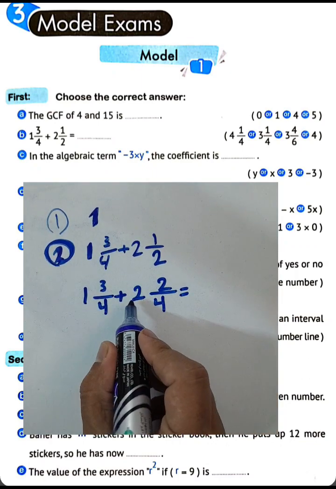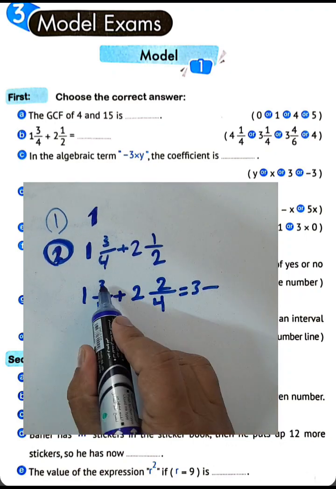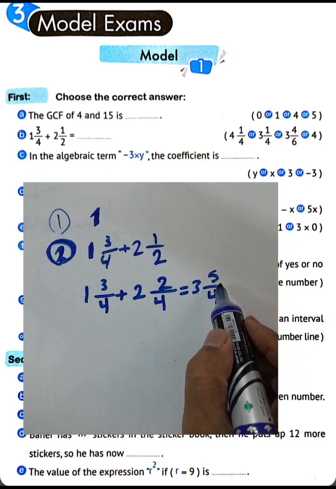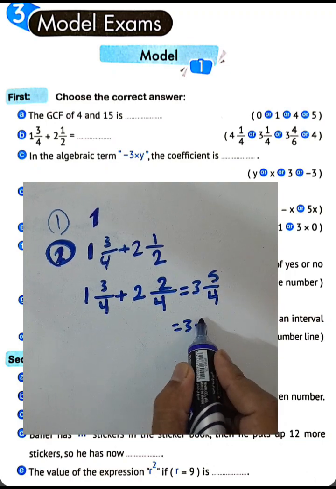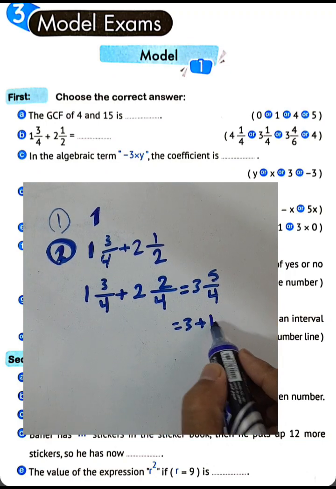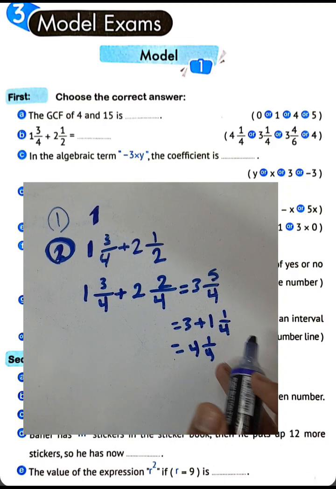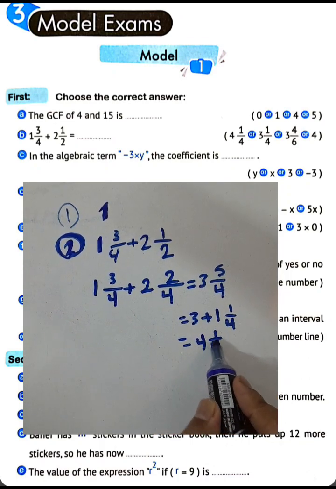And then we must add 2 plus 1, it will be 3. And 2 plus 3 equals 5. And write 4 in the denominator. 5 over 4 will be 1 and a fourth. We can write 3 outside. And 5 over 4 will be 1 and 1 over 4. And then we must add 3 to 1, it will be 4 and a fourth behind it. And the result will be 4 and a fourth.